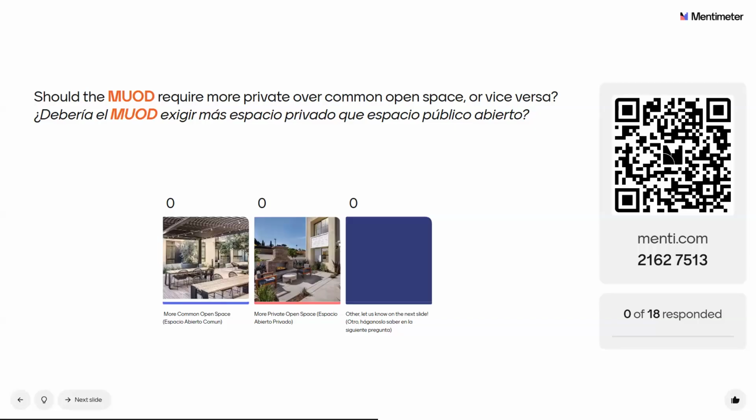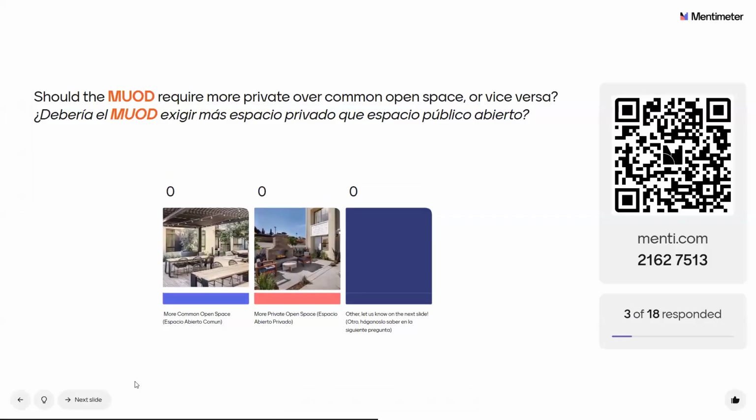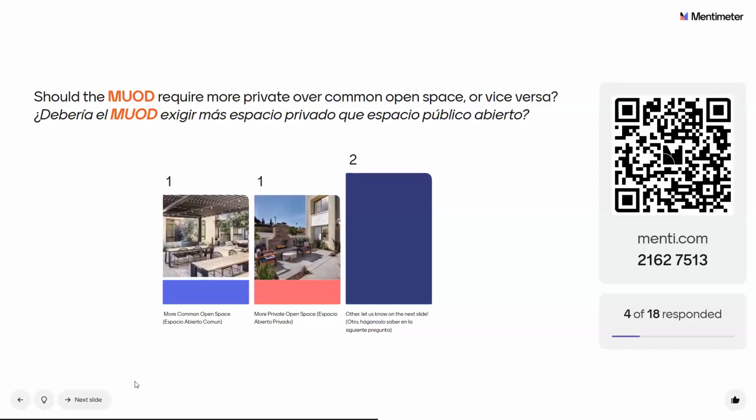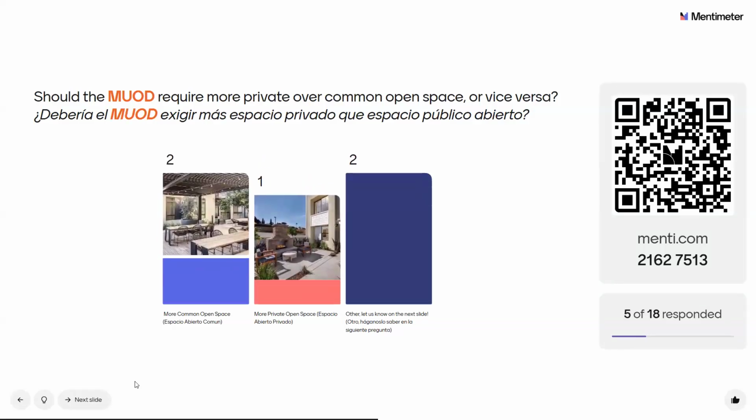Kathy shared the 3 different examples. We want to hear your thoughts on your preference. You'll see the 3 different options listed: more common open space, more private open space, and then an option for other again. If you have other thoughts when it comes to the conversation of open space, do let us know. And then I'll do another quick reminder of Mentimeter again.